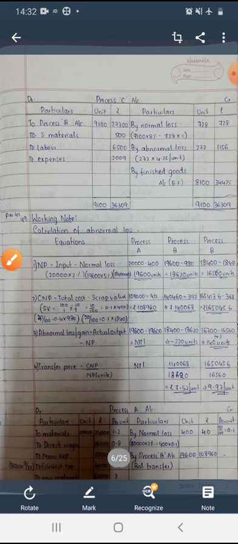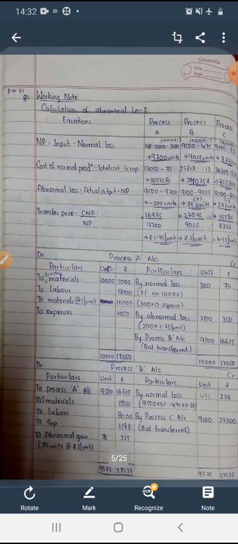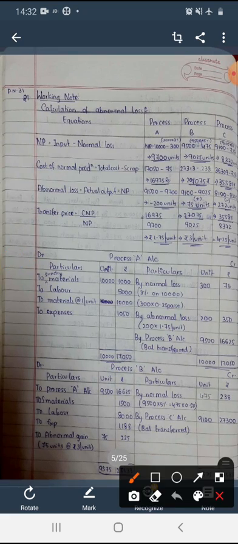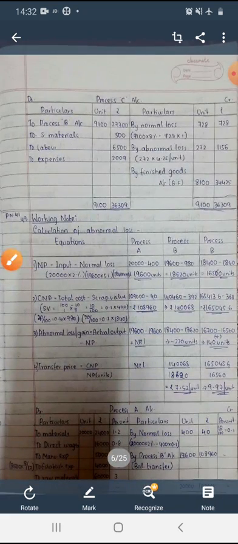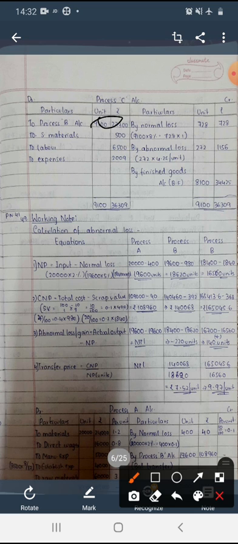Under process C, from the process B account, the output of process B is the input of process C. Then next, material for C, how much? Materials 500, labor 6500, expenses 2009. Then normal loss 8% on input, 9100 into 8%, 728, and sold for how much? Scrap value is rupees 1 per unit, so 728.